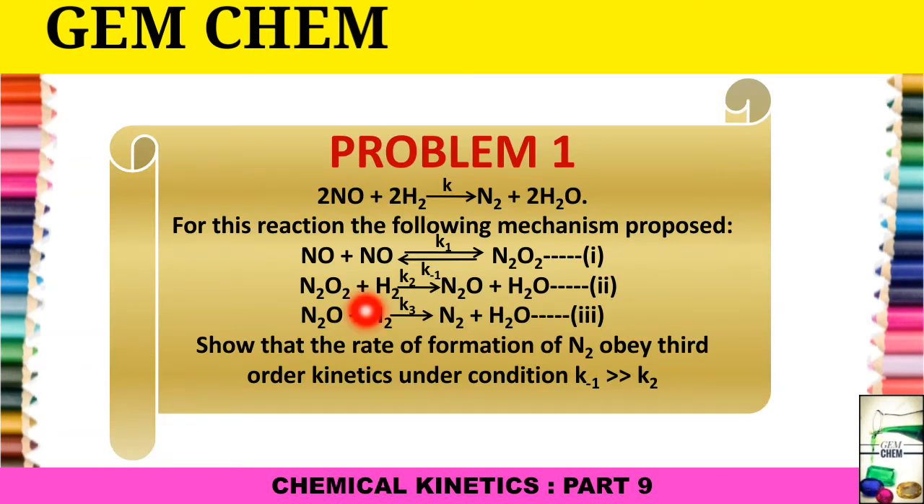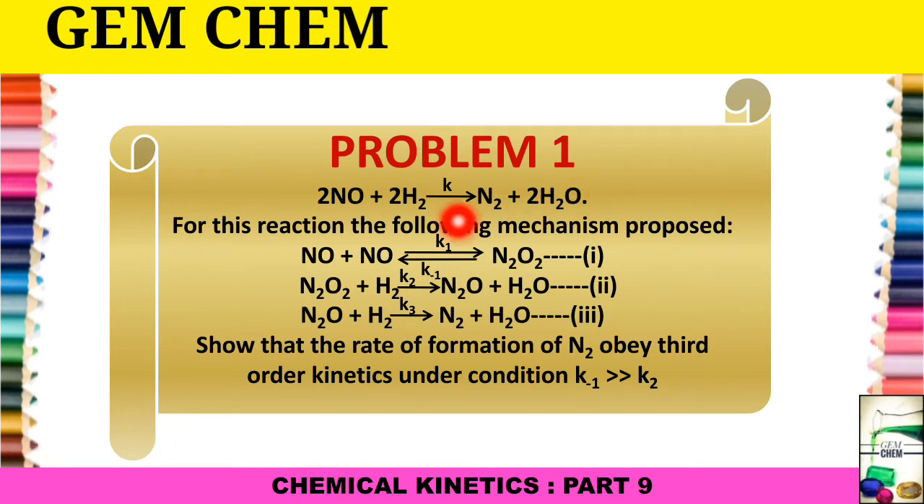Now we have another problem. Previously we had dealt with a virtual situation, right? Where we had imagined different R1 and R2 and then P. But here we will take a question and try to answer it. So this is problem 1: 2 NO plus 2 hydrogen produces nitrogen plus 2 water, and the rate constant is K.